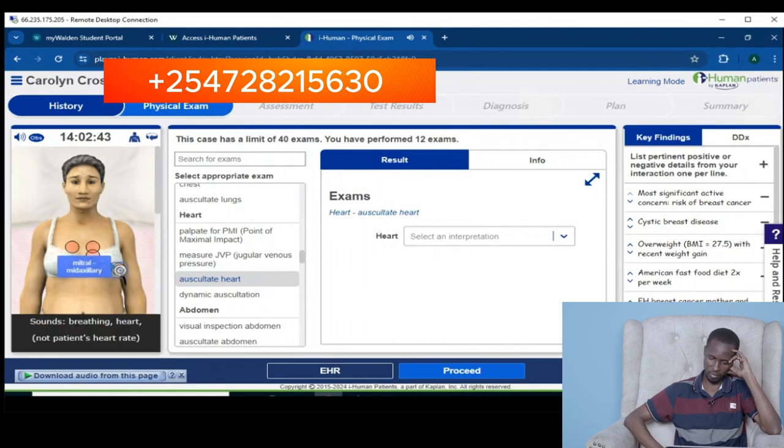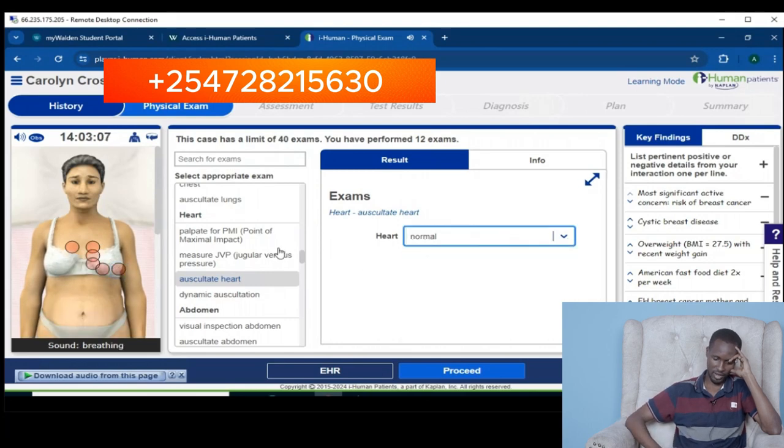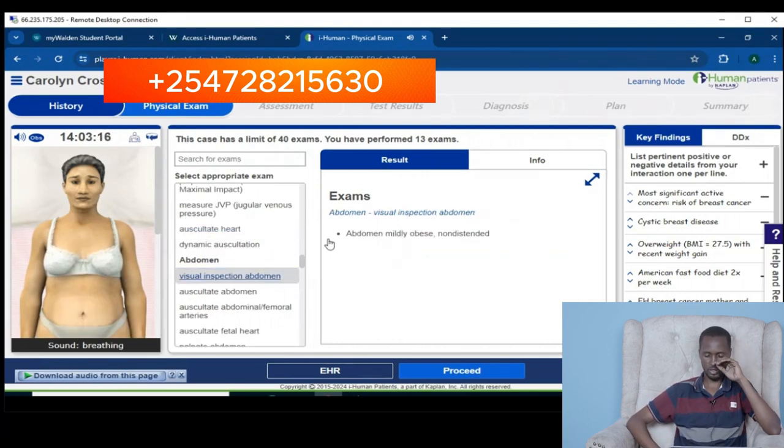And then the abdomen, you have to give a visual inspection of the abdomen. Now the response is given by the case. Then you're also supposed to auscultate the abdomen using the 4 points that are given by the case.